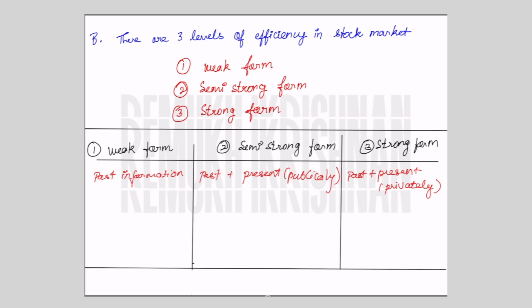When it comes to the semi-strong form, the stock price movement will reflect the past and also the present information, and this present information is something which is publicly available. And when it comes to the strong form, it has the past information and also the present information, and this present information is not only publicly available but also privately held, so it is more reliable.